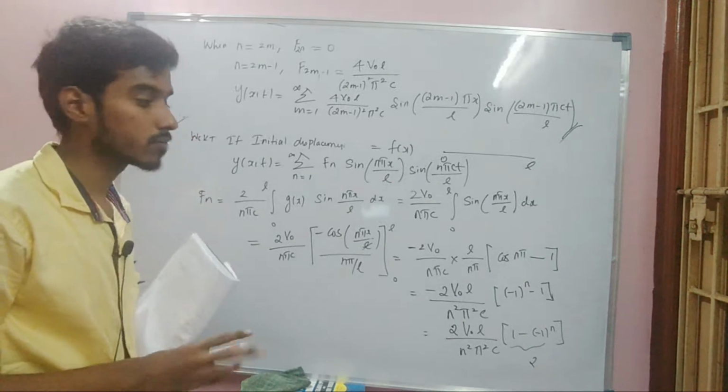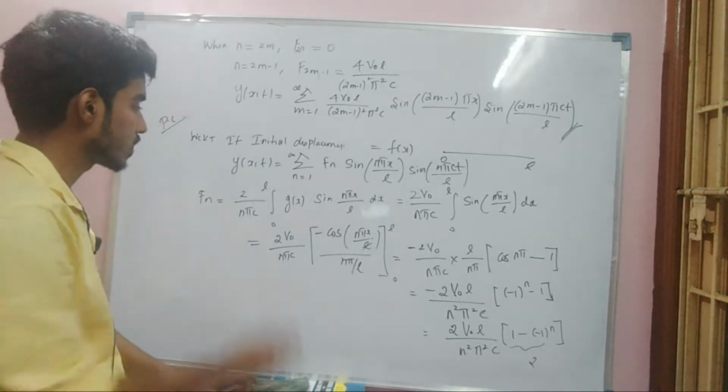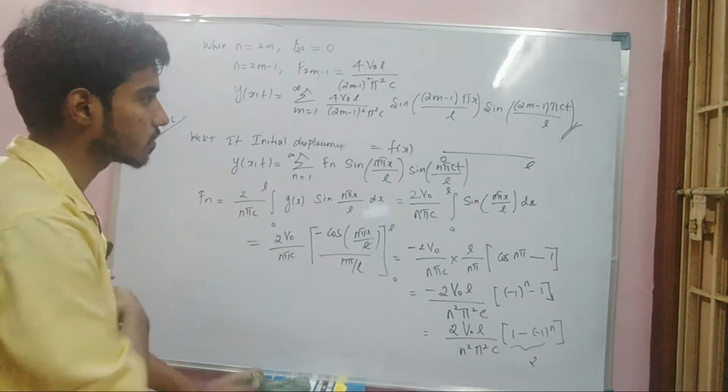So we move on to the next problem. This question was asked for 15 marks, very easy question, if you know the y of x comma t formula and the Fn formula.